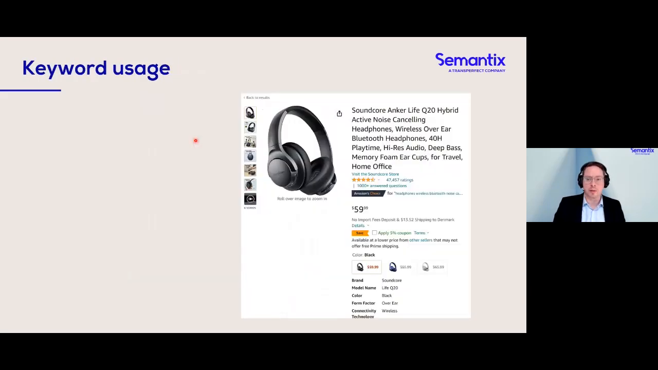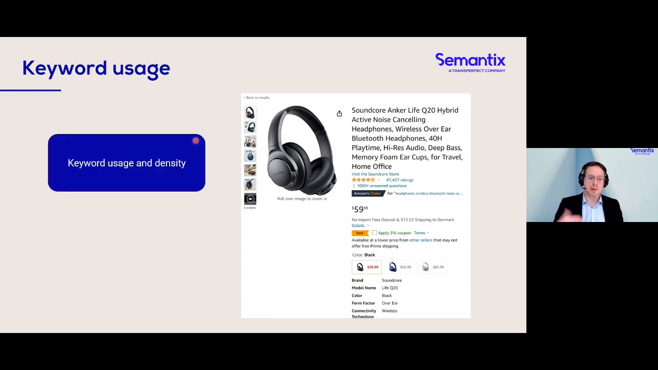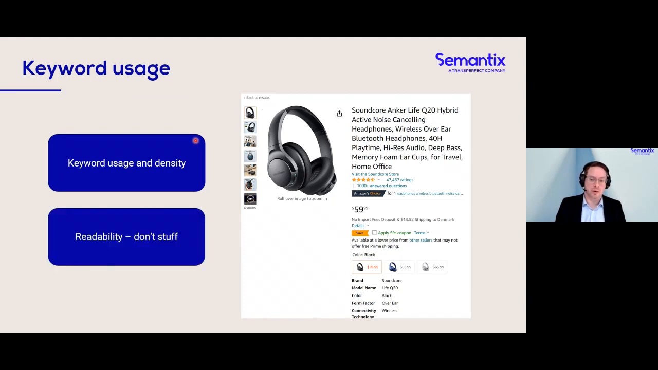So there are a couple important concepts to understand about how to use your keywords. Research shows that the number of times that you use your keywords in a listing can positively impact it, and not just the right keywords, but the right density. However, there is another factor that's even more important, and that's actually readability. So you shouldn't be stuffing your title or your bullets or your description with too many keywords.